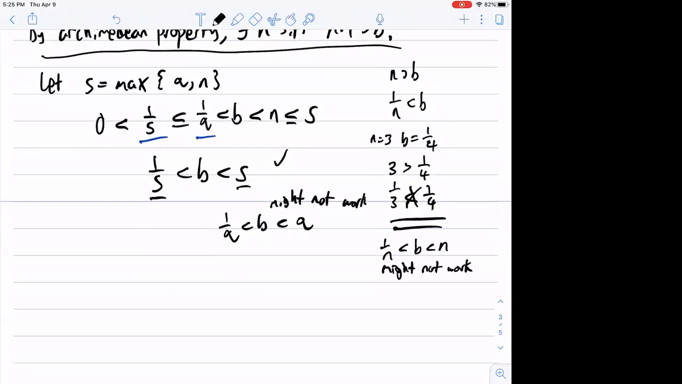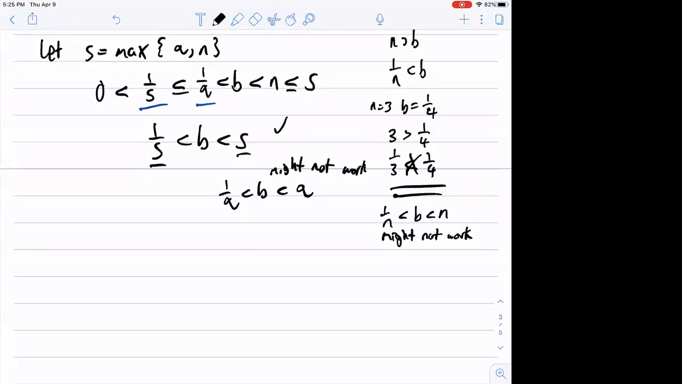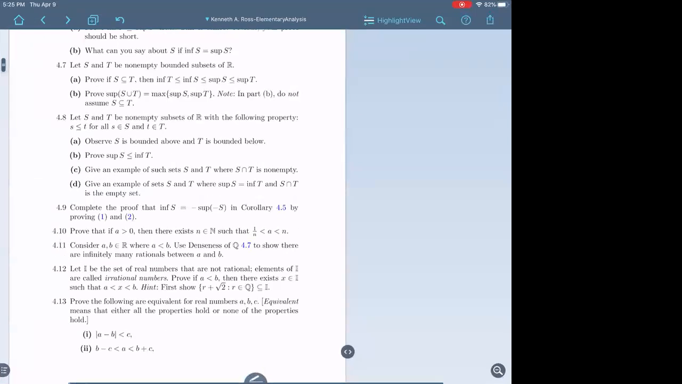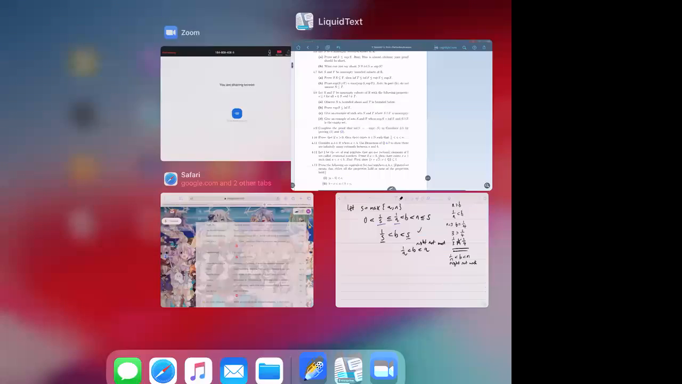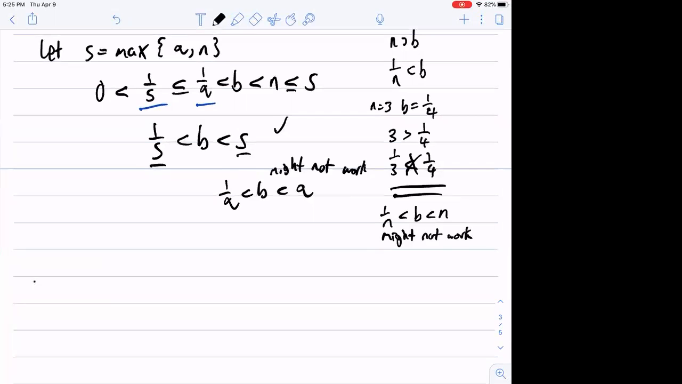So the next thing I do will be pretty important, so please pay attention. It's proving stuff about infimum and supremum. 4.9 is what I want. It says prove 1 and 2 and use the corollary. I feel the way the book writes it is very confusing for people, so I'll try to make it very simple. So 4.9, prove the infimum of S is negative sup of negative S. So there's a negative sign here.